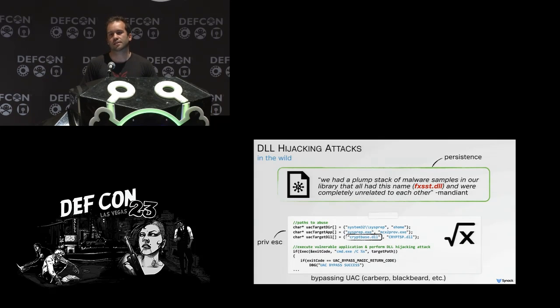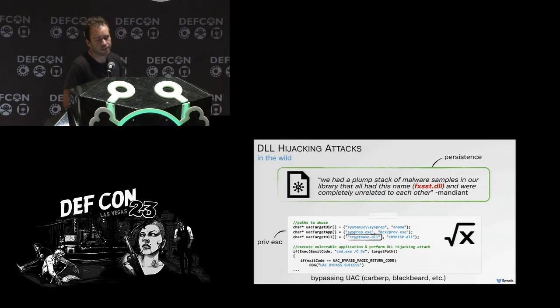The first is persistence. There was a blog written by Mandiant. They talked about all these unrelated samples of malware they found that were all called fxsst.dll, that were all in C:\Windows. They looked a little deeper into this, and they found out that explorer.exe was vulnerable to a DLL hijack attack. Basically, if you plant a DLL with that name in C:\Windows, every time Explorer starts, which is automatically when the computer reboots, your malicious DLL will get loaded. So this is a really great way to persist without having to modify the registry.